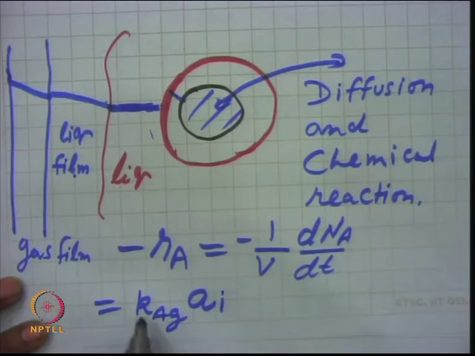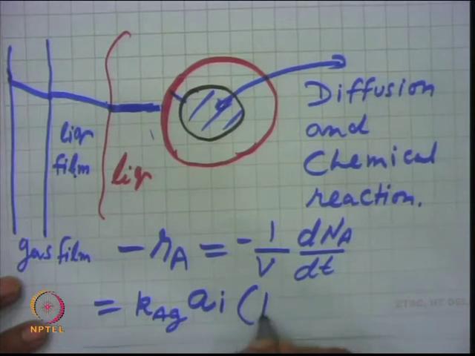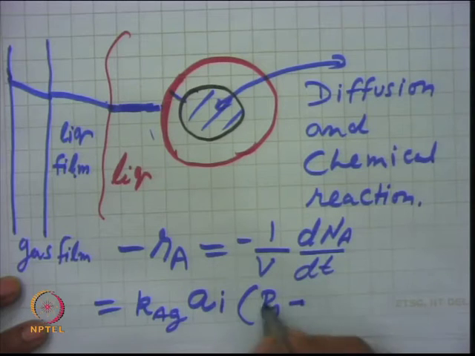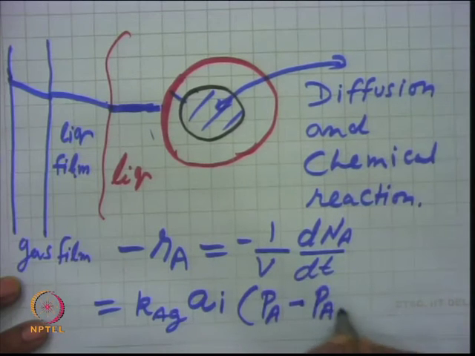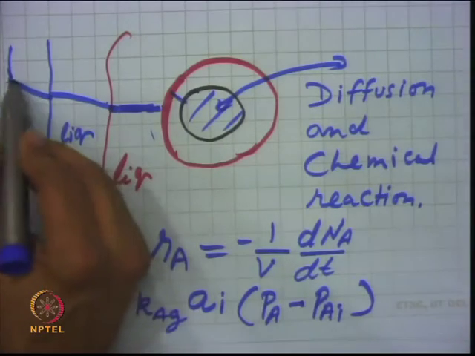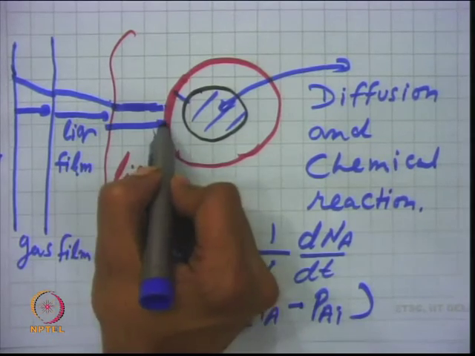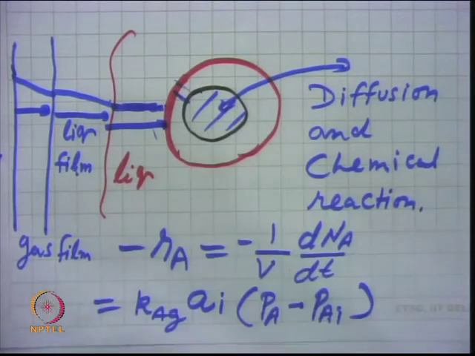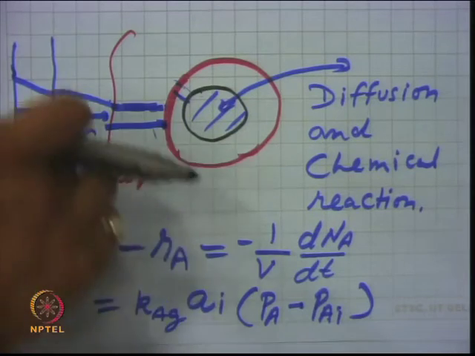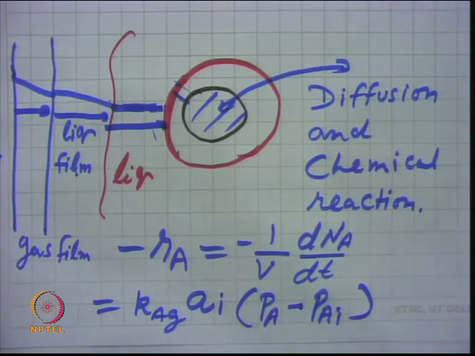It may be per unit volume of the liquid, times your pressure difference, P_A in the bulk minus P_AI, which is at the interface, right. And because of steady state, all these rates are equal. Whatever molecules are transported from here to here, the same molecules will come to this film, diffuse through that and react chemically. So, this is your rate of reaction. The only thing is that it depends upon the resistances offered by each, so you have a summation of all these resistances because these are acting in series, right.